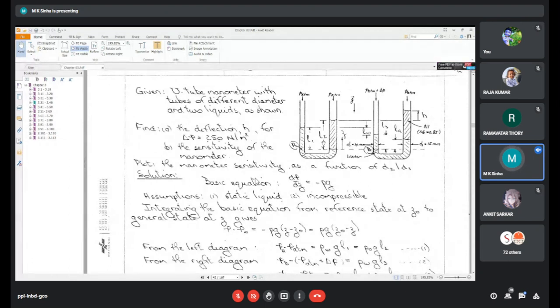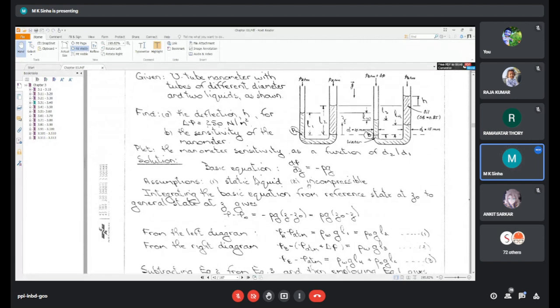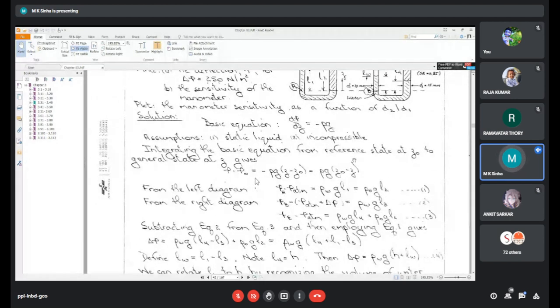This is the prime thing. In the case of the manometer, you should always apply these things. See here, the basic equation is the same: del P by del Z is minus rho g. What is the P0? Integrate the basic equation and that will come out.